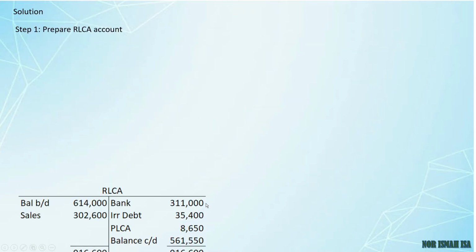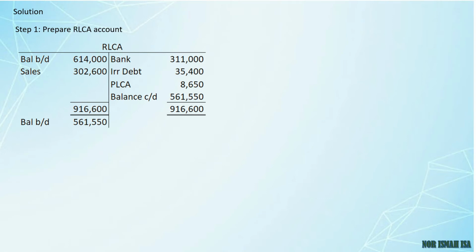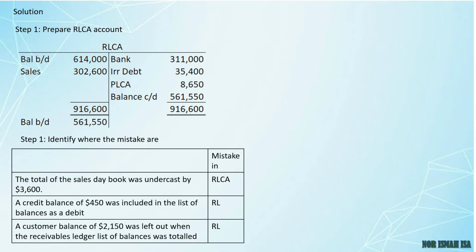So this is a receivable ledger control account that has been prepared by transferring the amounts given to this account. So you will get the balance of 561,550, whereas for the receivable ledger list we have a different balance, which does not agree with the receivable ledger control account. Then we need to identify where the mistakes are. So these are the mistakes given in the question.